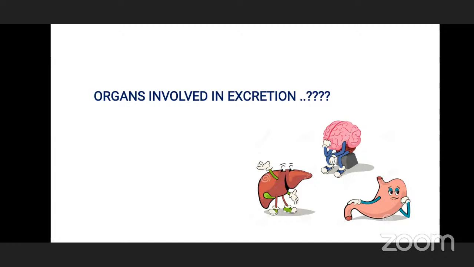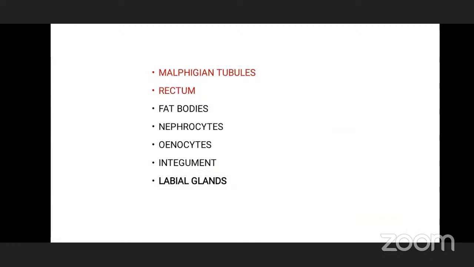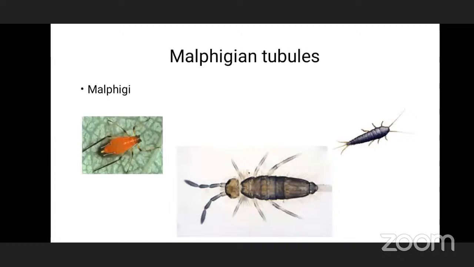So now let's see what are the organs that are involved in the excretion. First one is Malpighian tubules, then rectum, fat bodies, nephrocytes, oenocytes, integument, and labial glands. The dominant organs involved in excretion are the Malpighian tubules and the rectum. So first, let's see what this Malpighian tubule is. These Malpighian tubules were first discovered by an Italian anatomist, and his name is Malpighi. And these Malpighian tubules were named after him.